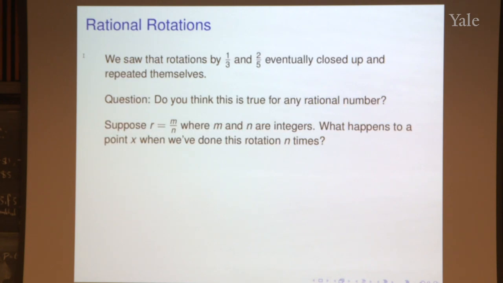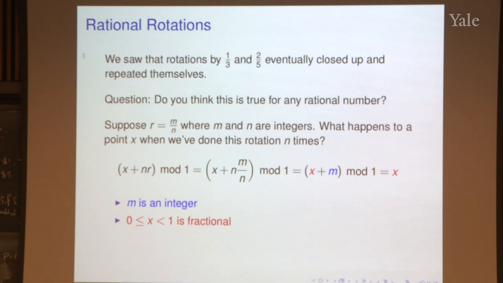OK, so let's say our rotation r is a rational number, which means it can be written as m over n, where m and n are integers. What happens when we have rotated n times? Well, we said that a rotation n times is equal to x plus nr mod 1. Since r is equal to m over n, we get n times m over n. The n's cancel. So we have x plus m mod 1. But now notice that m is an integer, and x was a point on the unit interval, meaning x was a number between 0 and 1, right?